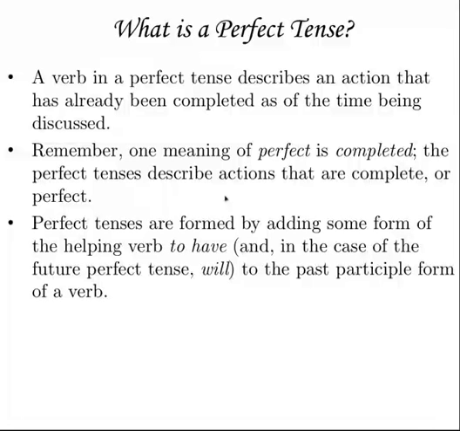All right, to begin with, what is a perfect tense? Well, a verb in a perfect tense describes an action that has already been completed as of the time being discussed. Remember, one meaning of the word perfect is completed. The perfect tenses describe actions that are complete or perfect. They're already done, they're over with. Perfect tenses are usually formed by adding some form of the helping verb to have, and in the case of the future perfect tense, will, to the past participle form of a verb. Let's look at some examples.